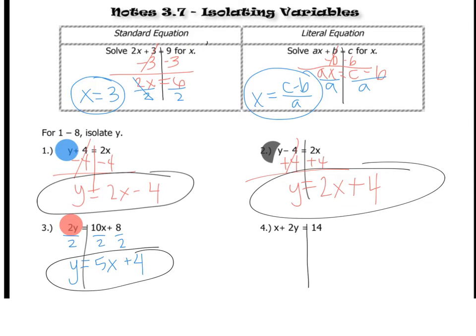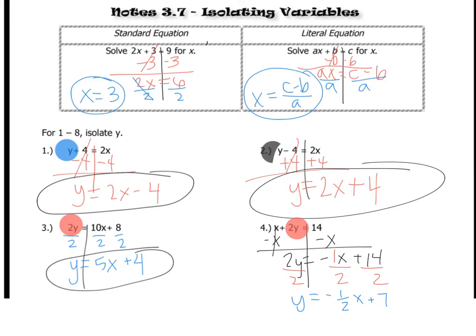And number 4, we need to first get that x alone, or get the y alone. So the first thing we have to do is move that x. So we subtract x from each side. So now 2y equals negative x plus 14. We know that that is plus 14 because it's positive. If that was a negative 14, then you would subtract it. Now again, just like on question 3, we're going to divide everything by 2. You'll notice that's a negative x, and that's the same thing as negative 1x. So y equals negative 1/2 x plus 7.